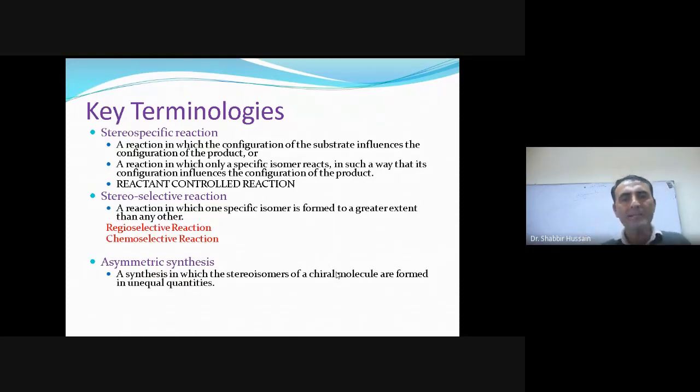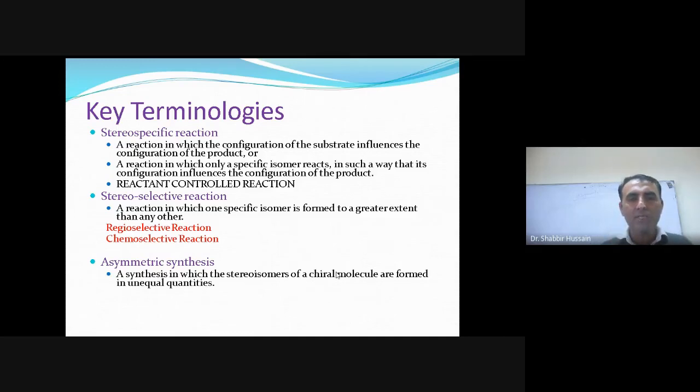So the product depends on the reactant. So what type of product you want to get, it depends on the reactant, right? You control the stereochemistry of the reactant to lead the product. One of the best examples is the anti-Markovnikov rule.